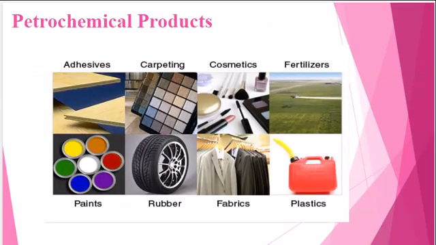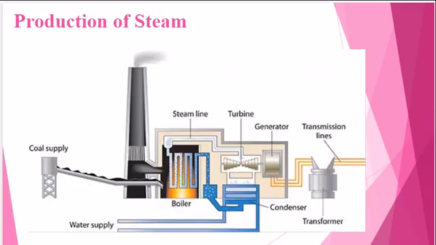Petrochemical products. Steam plays a key role in producing petrochemical products, such as plastics and fertilizers. By providing consistent heat, it ensures quality control and precise temperature management for complex chemical reactions, improving both product quality and production costs.